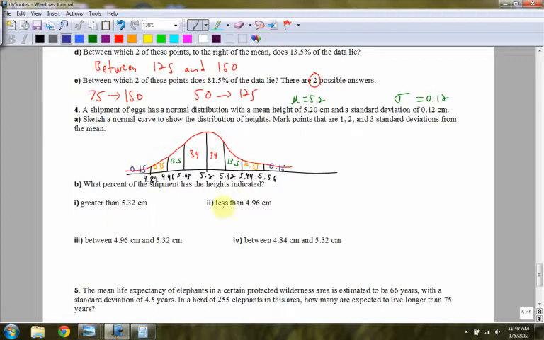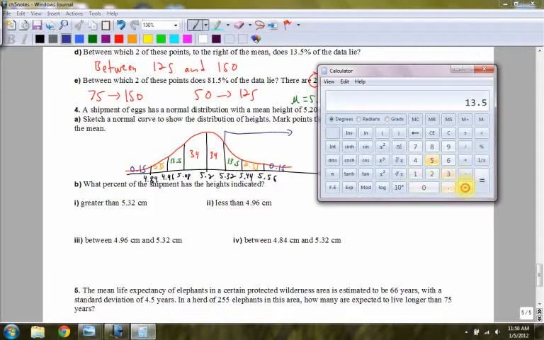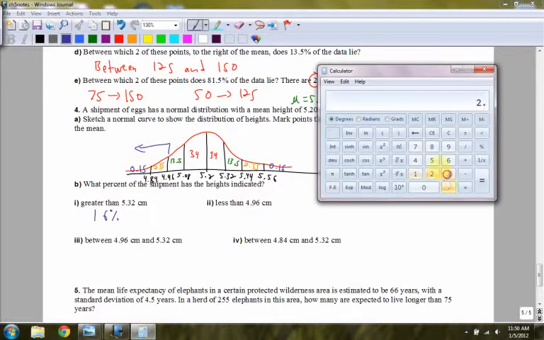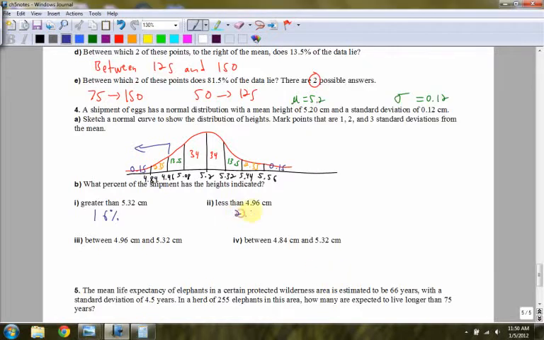So what percent of the shipment has heights greater than 5.32? Here is 5.32, and we're going this way. So we add up 13.5 plus the 2.35 plus the 0.15, and we're left with 16. Okay, so 16%. Next question, less than 4.96. Here's 4.96, so we're going that way. So you just have the 2.35 and the 0.15. And you're at 2.5%.